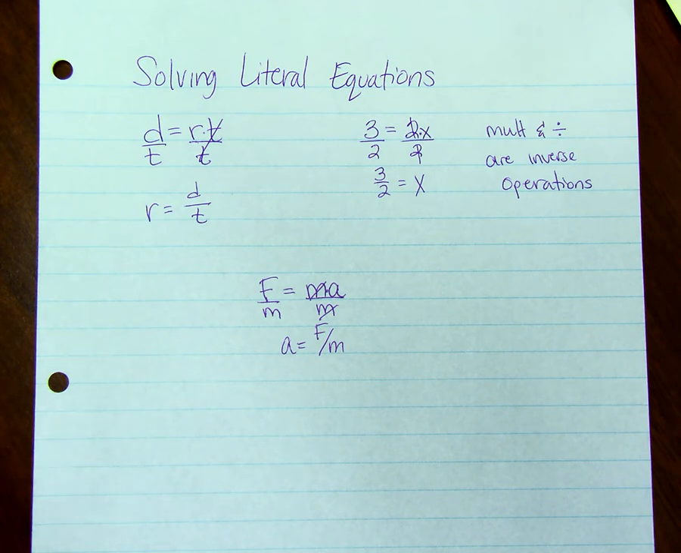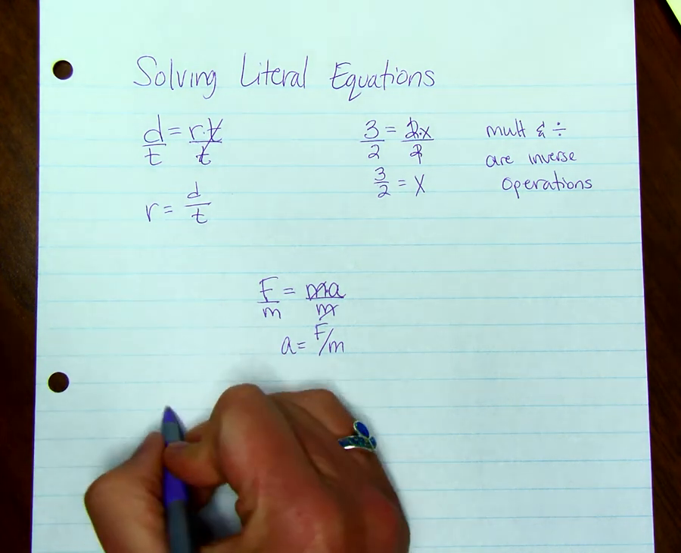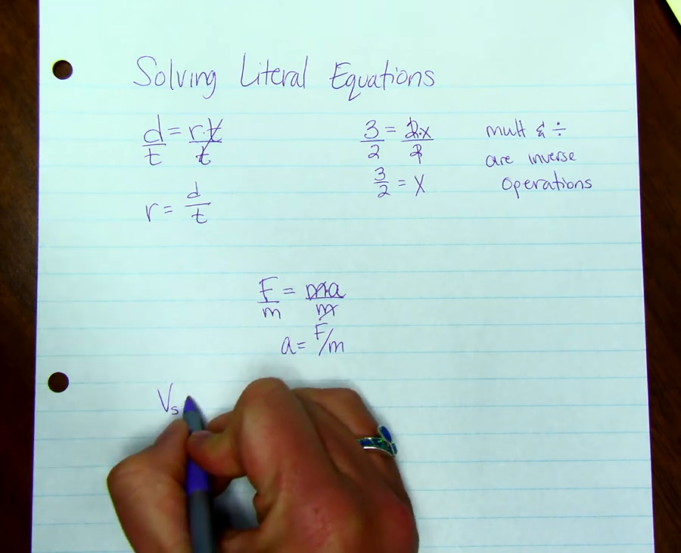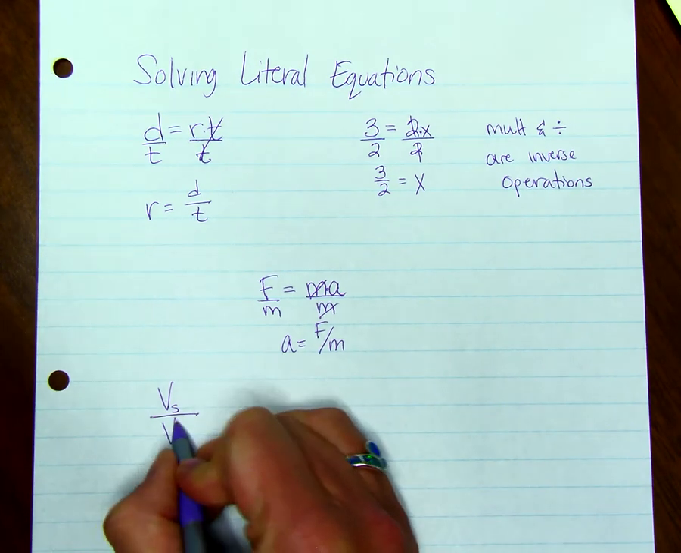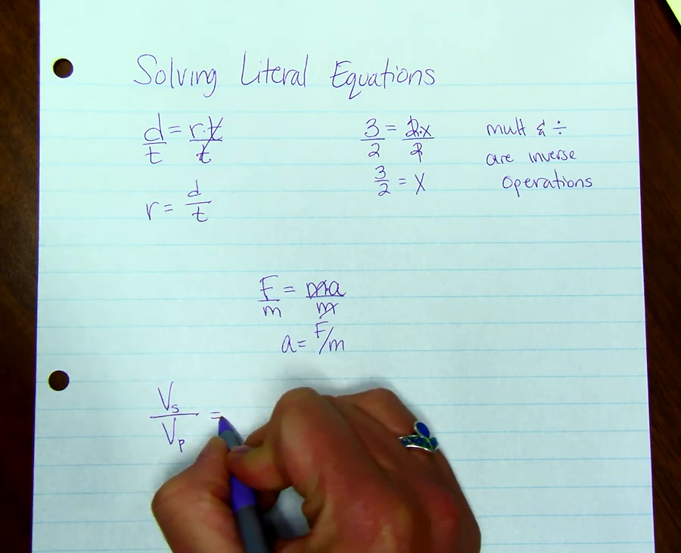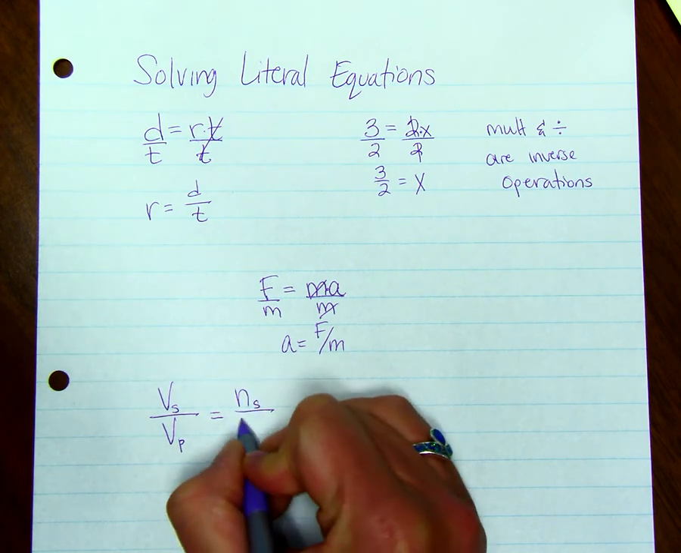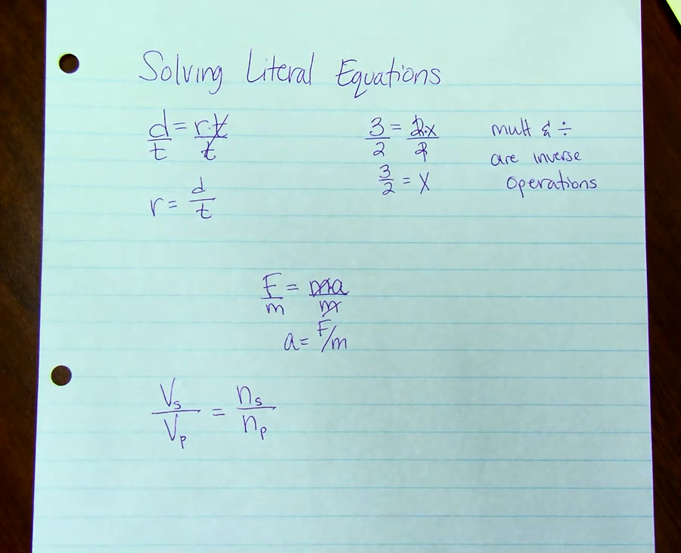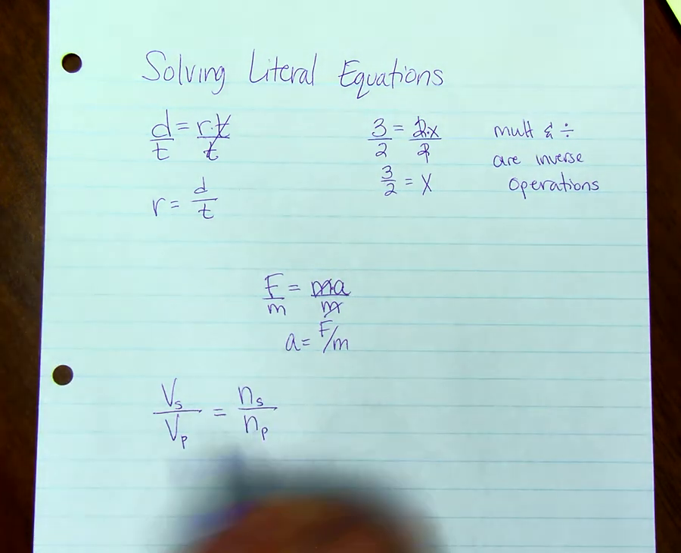I'm going to do another example that may seem a little bit difficult, and it's only because there are so many subscripts. But don't stress out and don't get scared of these. So v sub s divided by v sub p equals n sub s divided by n sub p. I'm hoping these are looking familiar. Maybe something you do in your science class. Let's say we wanted to solve for n sub p. We want to get n sub p all by itself.